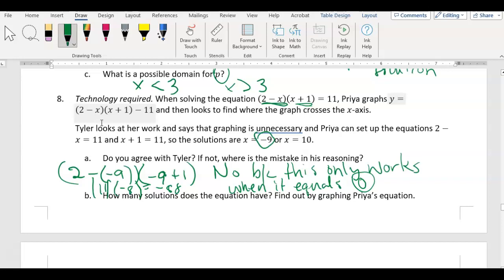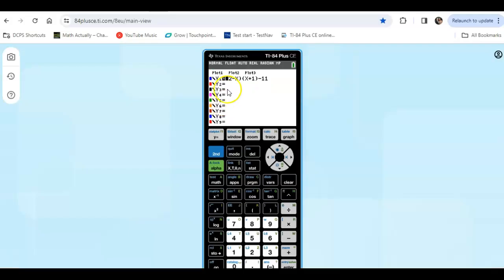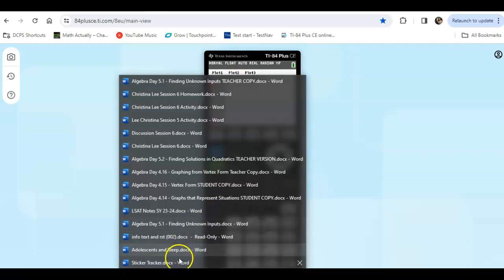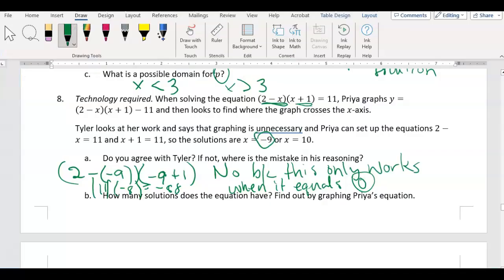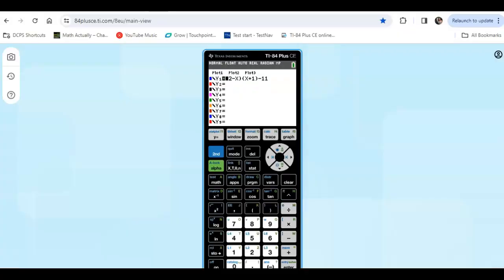2 minus x times x plus 1 minus 11. 2 minus x times x plus 1. All right, let's check and see if I got that right. 2 minus x times x plus 1 minus 11. Okay, that is correct.